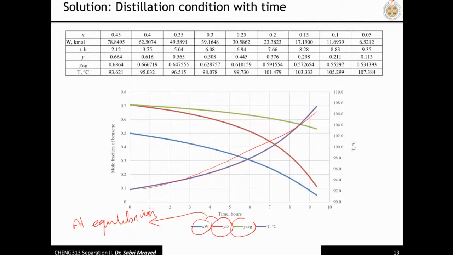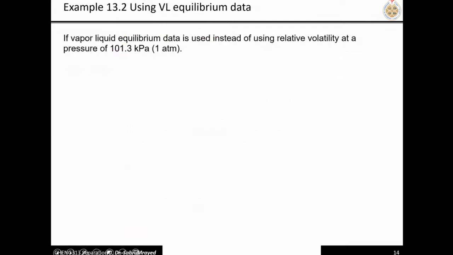Okay, so every time this one, for example, or this one is at equilibrium, this one and this one at equilibrium, and so on. Now he's trying to see if we don't have the relative volatility, or if we want to use the equilibrium data given in the table.